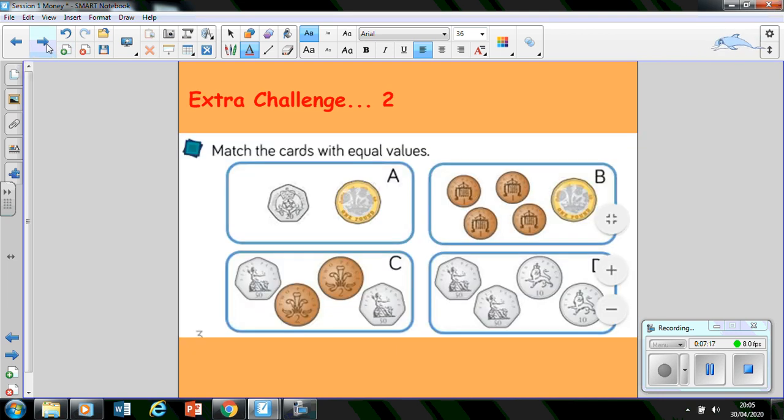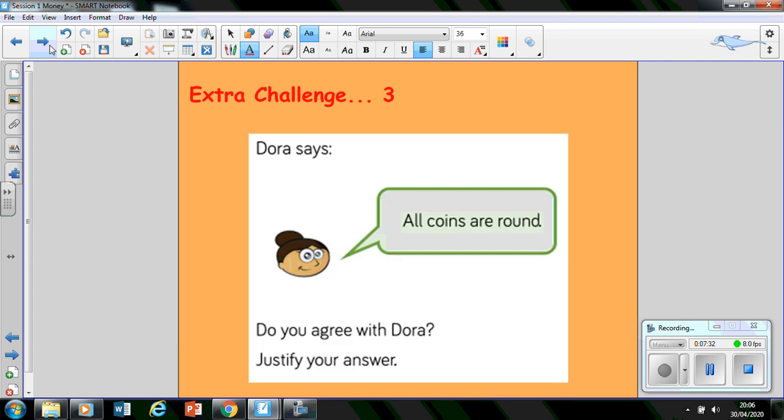This is your extra challenge number two. You're going to match the cards with equal values, okay? So you're going to choose a card and you're going to match it to its equal value. Pause the video so you can have a closer look and have a go.